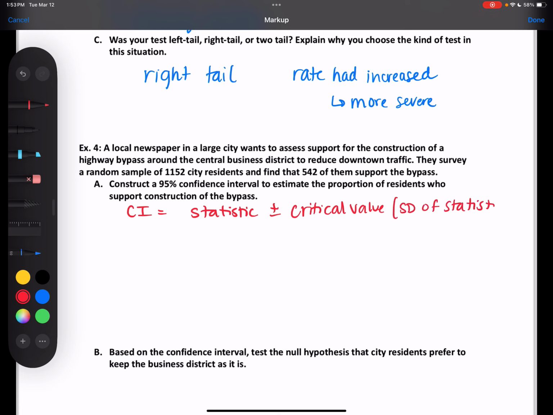But we have a lovely calculator function. Anybody remember which one it is? One-prop Z interval. You know how I know that? Because it says I want to make an interval. Oh, that makes sense. I thought it was because you're smart. All right, it's going to be 542, 1,152, and 0.95. Oh, I forgot how easy the interval ones are to do.